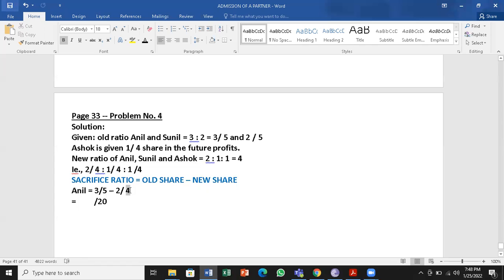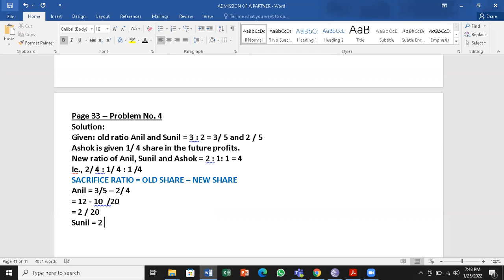So I'll go for LCM 5 into 4, 20. So here, when we go for further simplification, it is 20, 12 divided by 20 divided by 4 is 4. 4 into 3, 12. 12 minus 10. So that will be 2/20 for Anil.